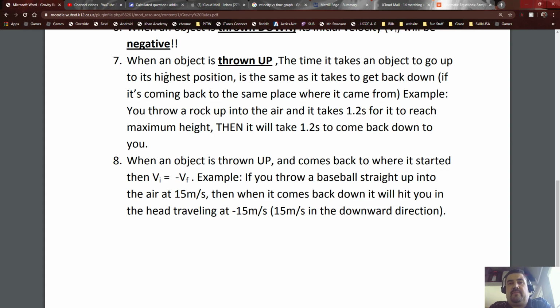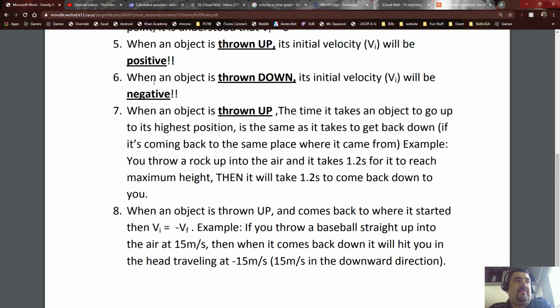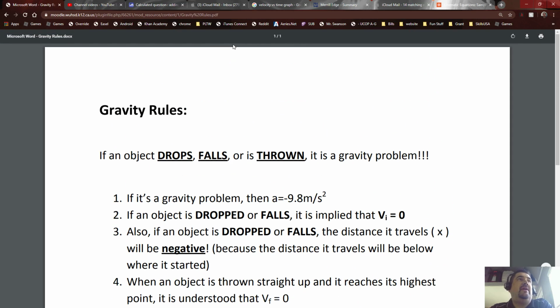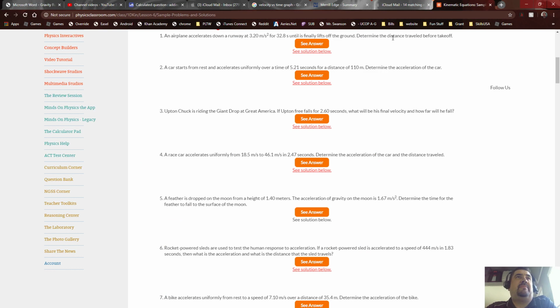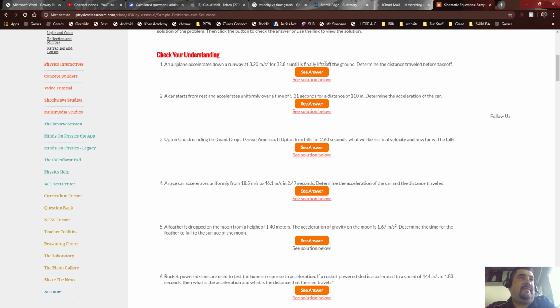These are all the rules that are pretty much understood when you do a gravity problem, and you should know these rules. Keep this sheet nearby, print it or have it out on a link, so that you can always have it while you're working out your gravity problems. Now, just a quick look. I pulled up some practice problems on a physics site. Let's see which ones are gravity problems.